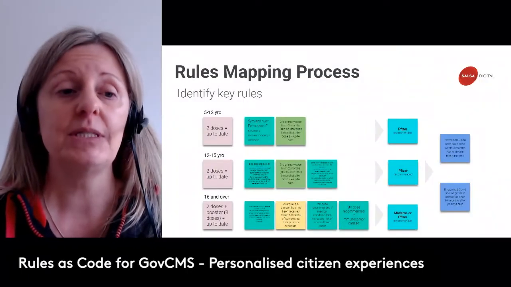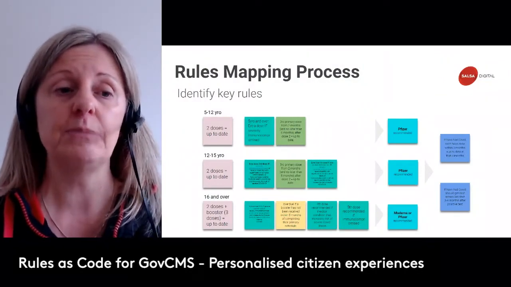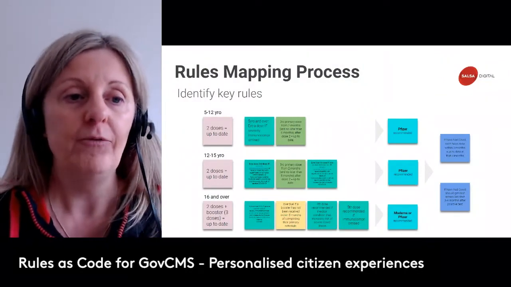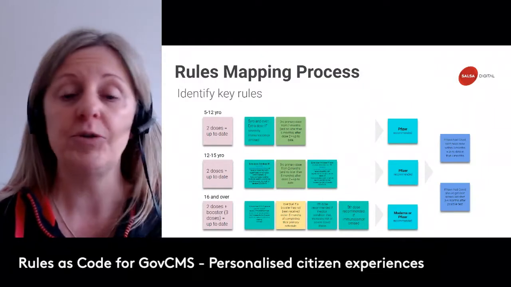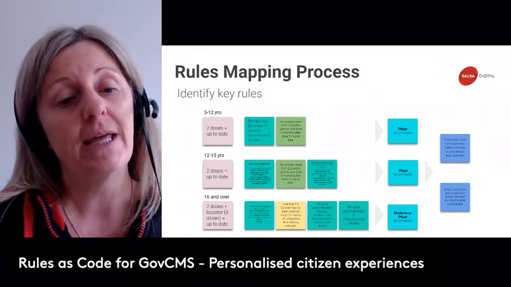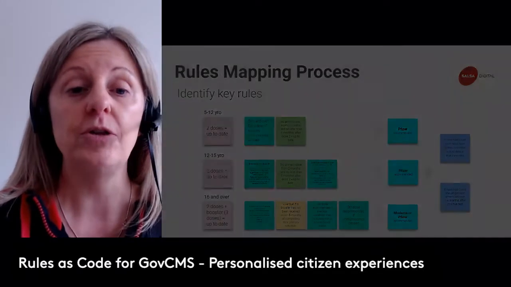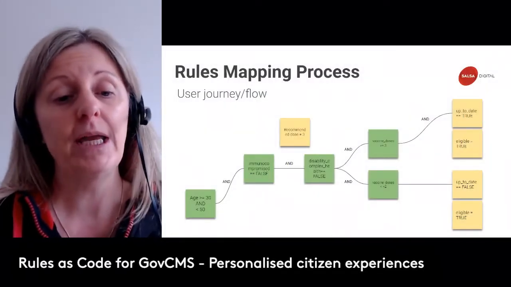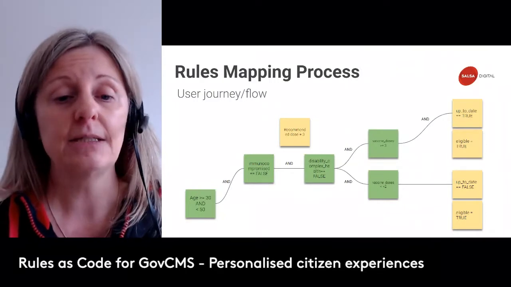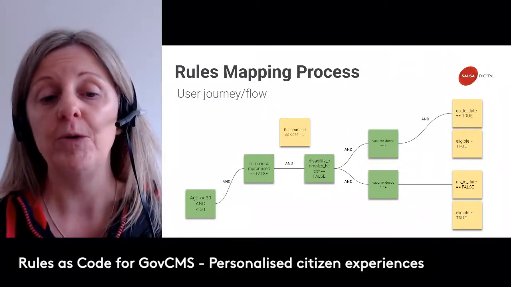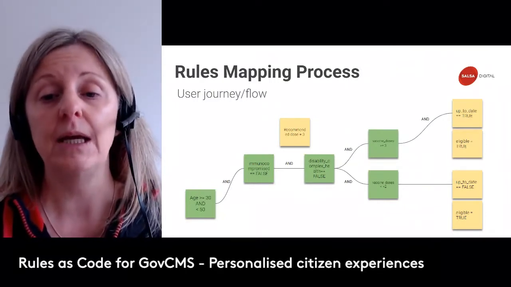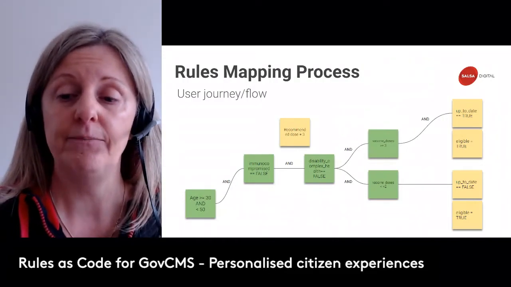So in this case, we started off, our first pass was really just pulling out the main rules. For example, for 12 to 15-year-olds with no underlying health issues, when they have 2 doses, they're up to date. From there, we moved on to the user journey flow. Again, breaking it down by age, but taking someone through the flow of if they're immunocompromised, have the disability, and how many vaccine doses they should have.